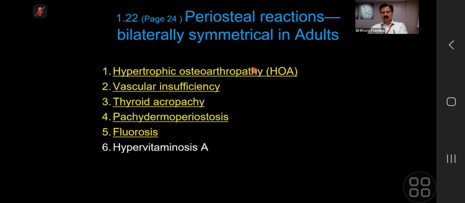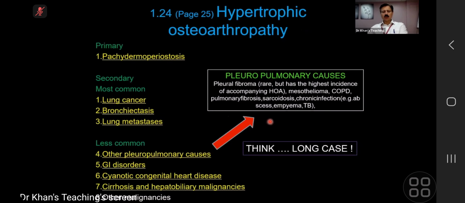Now, this is where the problem is. For HOA, you have to have a clear-cut idea about the causes. Please remember that initially, when we joined radiology, we used to call it hypertrophic pulmonary osteoarthropathy. Later on we were told not to use that term because it's not just the pulmonary conditions which cause it. In your book, it is divided into primary and secondary. Primary is pachydermoperiostosis, and this is familial. Secondary, most common: lung cancer, bronchiectasis, lung metastasis.